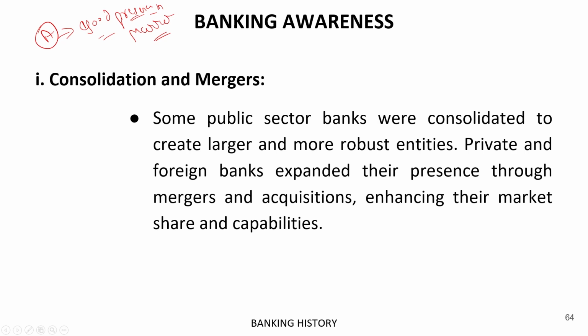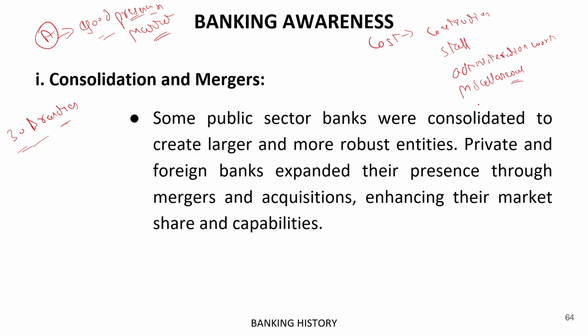Alright, but now A wants to expand itself. Suppose it's only having 30 branches all over the country, but they want it to be 300 branches and more. So just tell me one thing. If they will expand their branches, there will be cost, like the cost of construction. They will have to appoint new staff. They also need to do the administration work. Thereafter various other, you can say, miscellaneous expenses, which are to be borne by A when it expands its branches from 30 to 300 branches. Right? And this is costly.